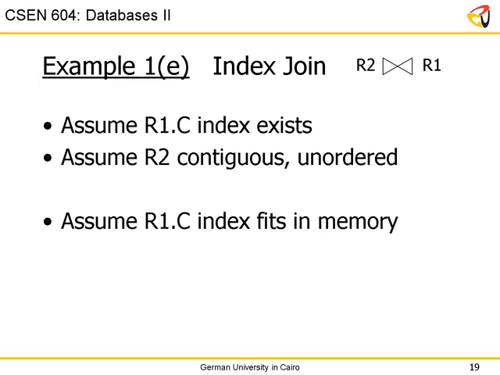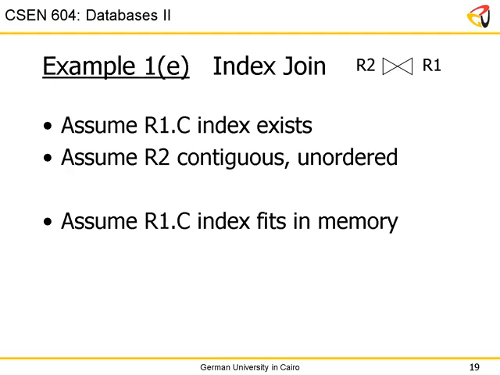Now, for the purpose of the coming few slides, I will reverse. We will assume that R1.C is the one that has the index, and R2 is contiguous. So I will spend 1 IO to read a page, but it's not ordered. This is a more realistic scenario given our running example. That's why this is reversed from the previous slide.